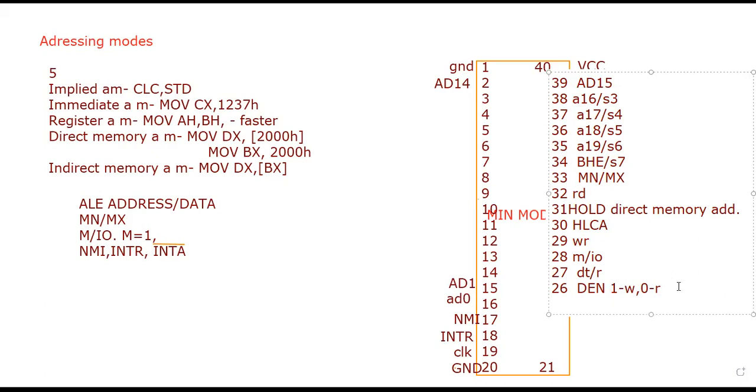Then at pin 25 we have ALE. ALE will decide how pins 2 to 16 and 35 to 39 will react. If it is 1, then it will work as the address bus, and if it is 0, then it works as the data bus.